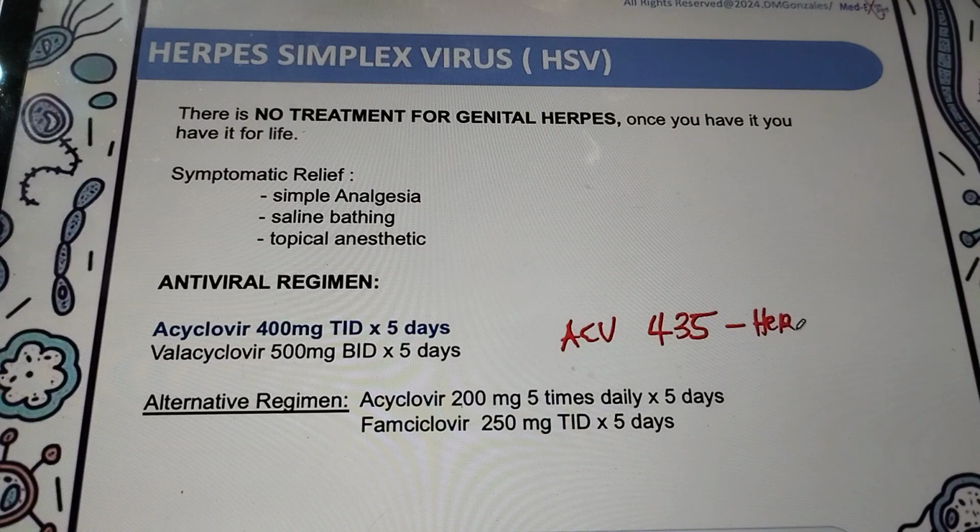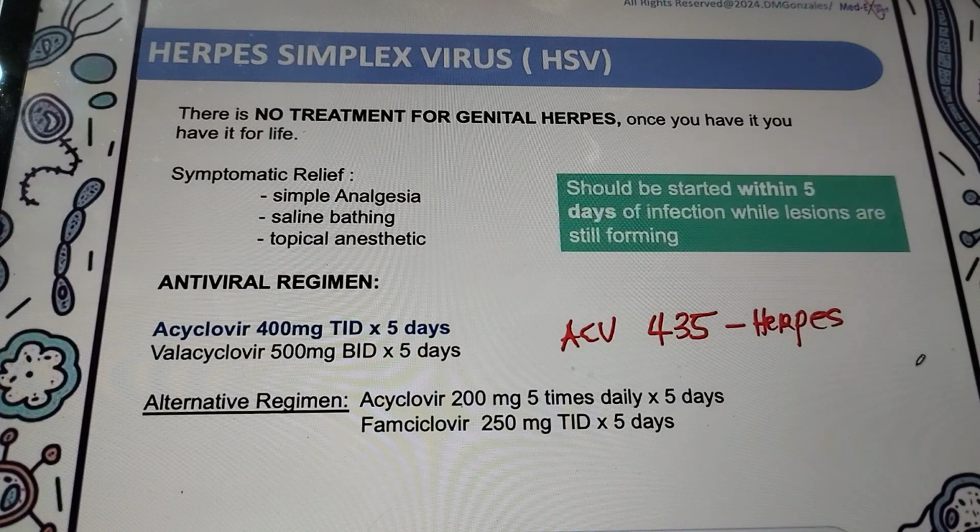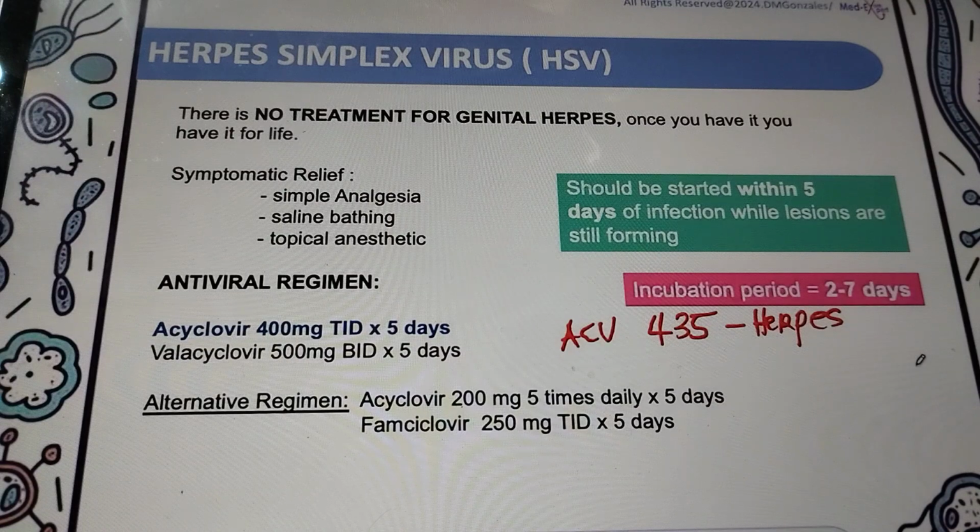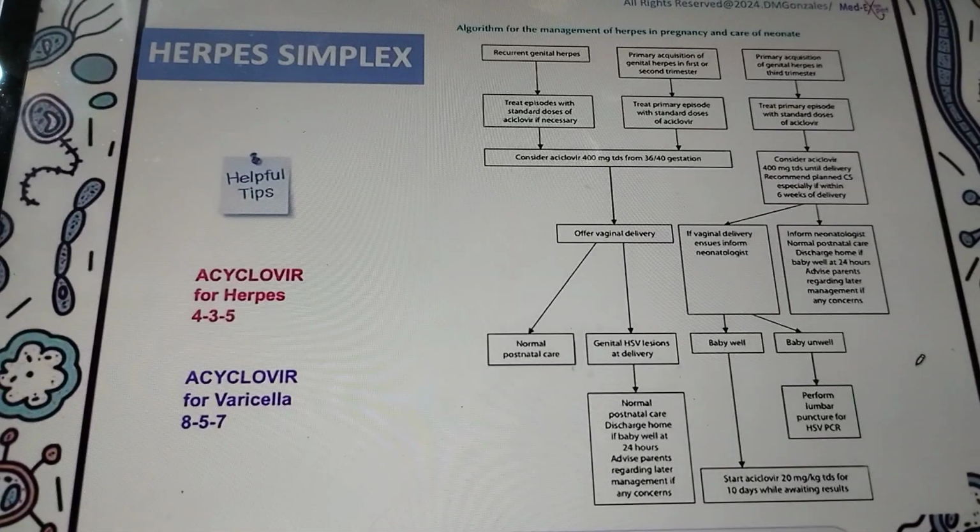You have to remember this because the treatment for varicella is also acyclovir, and I will tell you the code for varicella later on. The treatment should be started within 5 days of infection, while lesions are still forming. Incubation period differs between sources; the incubation period is 2 to 7 days. Okay. Any questions so far before I go to the algorithm?